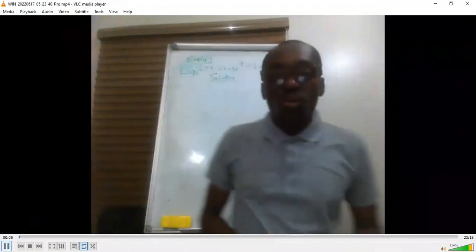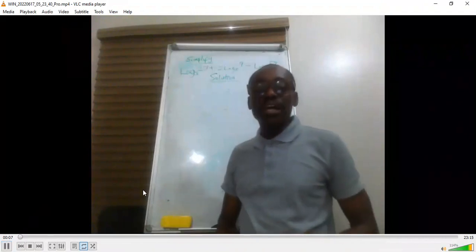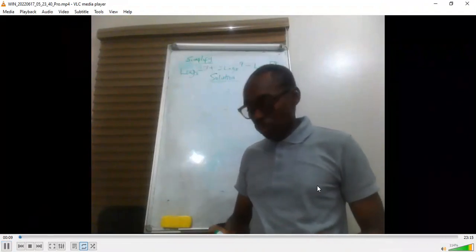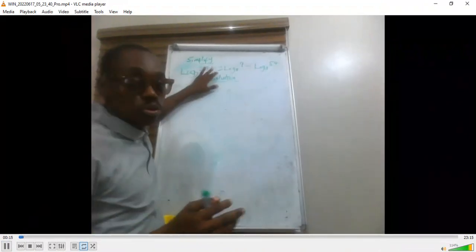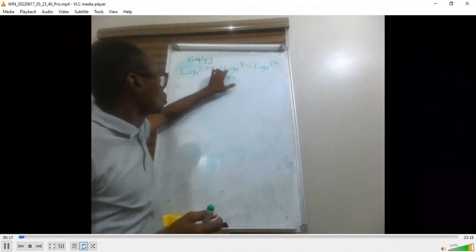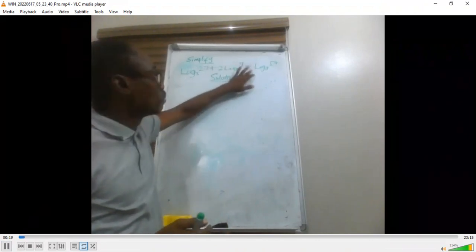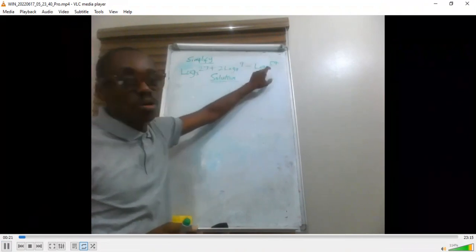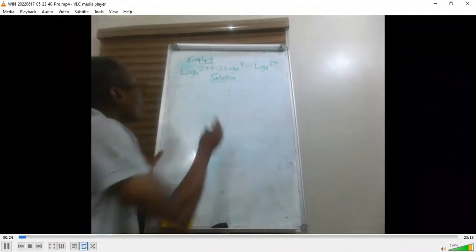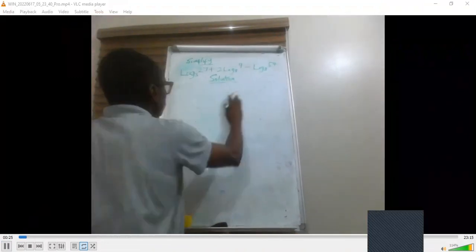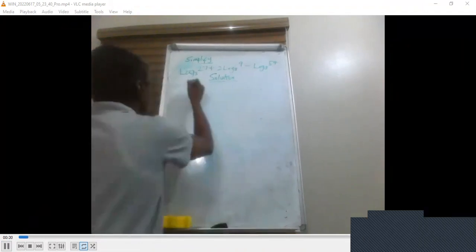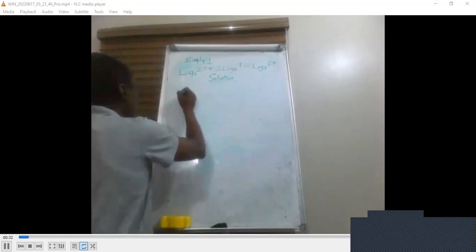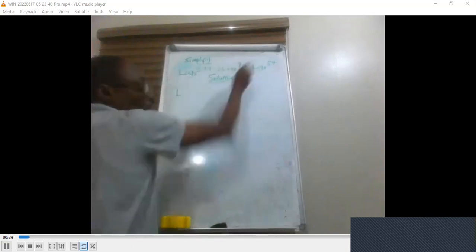So we'll be taking some logarithmic exercises. We're going to be solving some problems right now. So the first one we're solving is log 27 base 3 plus 2 log 9 base 3 minus log 54 base 3. So how do we solve this? This is addition, this is subtraction.